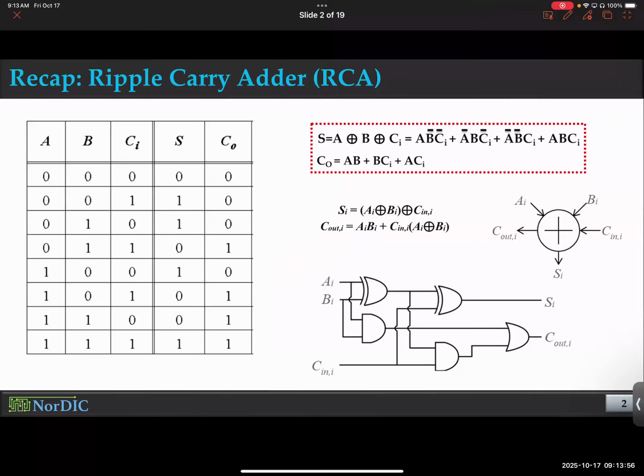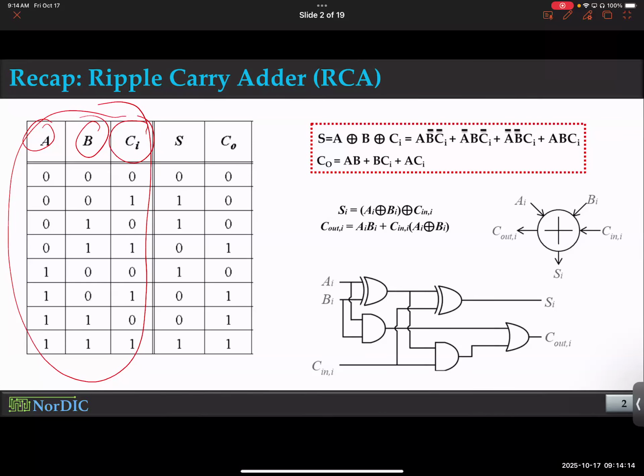Okay. So this is the truth table for the adder. We have seen that before. You have 3 inputs, A, B, and CI. A and B come from the 2 numbers you're trying to add. These are the 2 bits of the numbers that you're trying to add. What is CI? That is the carry from the previous stage.